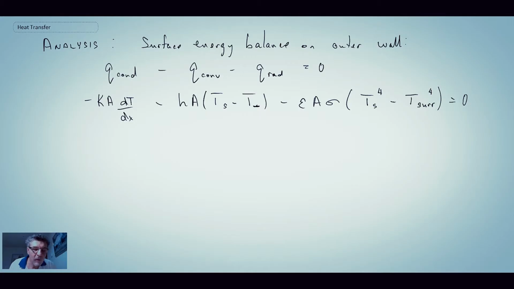Okay, now what we can do immediately, we can cancel out the area because that's common to all of them. So area disappears. I'm going to expand the temperature gradient term, so let's do that. And I'll put the other two terms onto the right-hand side of the equation.